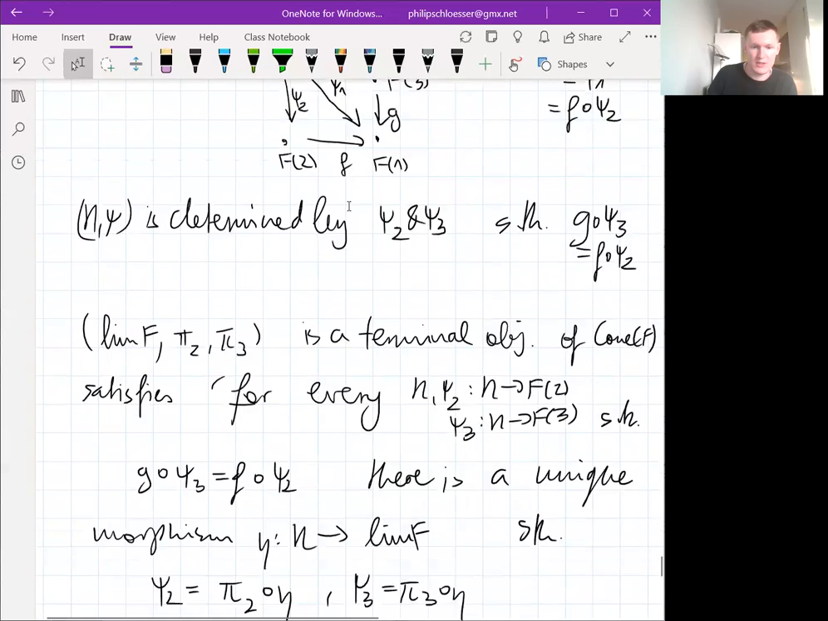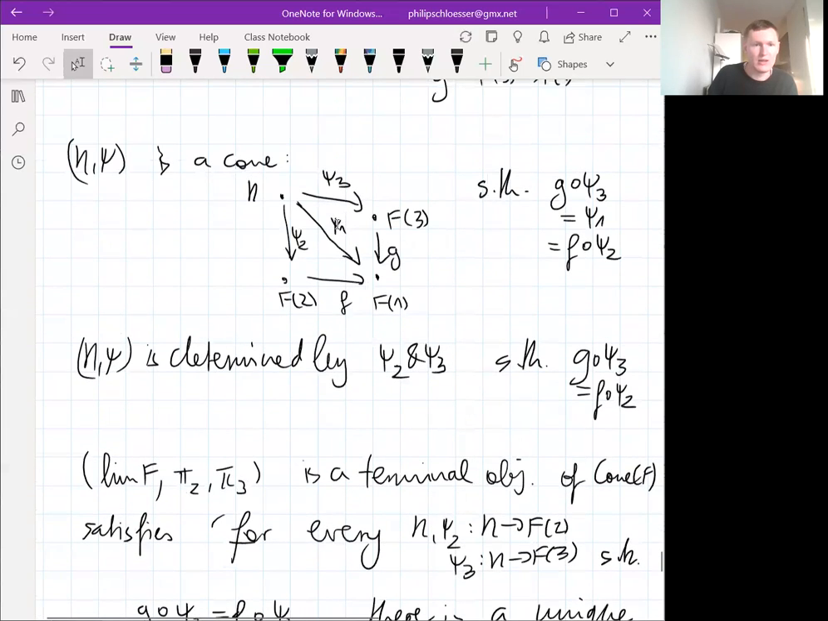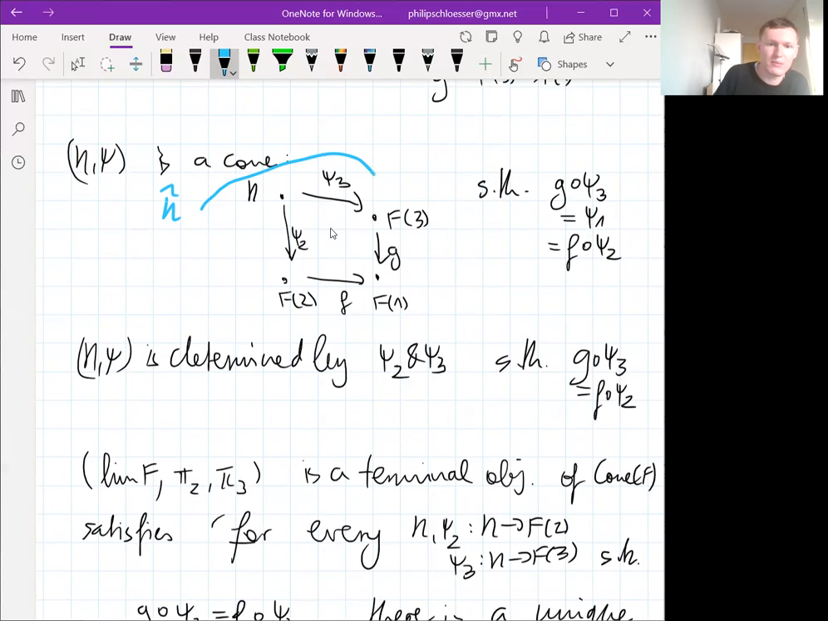Or in other words, if we have this diagram here, let's just erase that thing here, and we have another object N tilde, and we also have a map to F3 and a map to F2, such that this diagram commutes, then there is a unique morphism from N tilde to N.